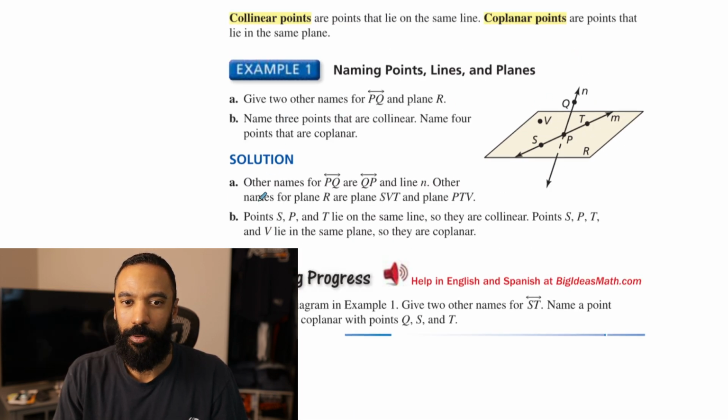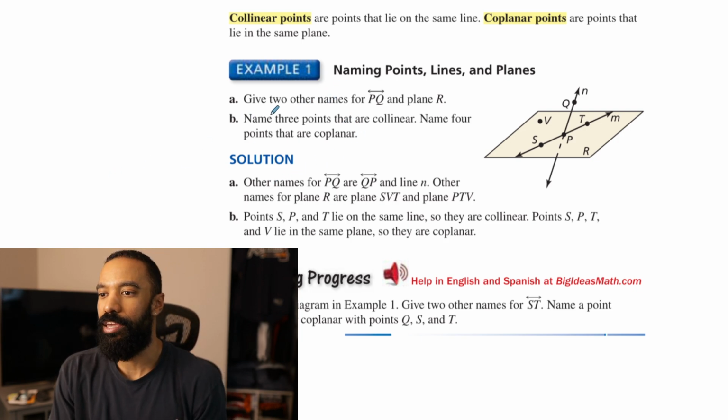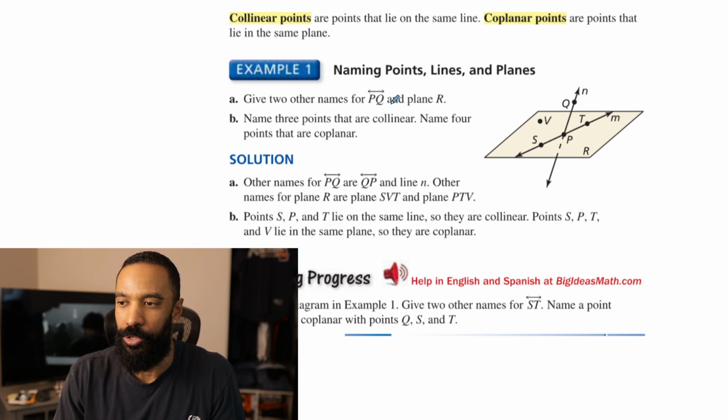Okay, so here are some examples, and we're going to go with the ones that they have answers for. Here we go. Give 2 other names for line PQ and for plane R. So let's do one at a time.